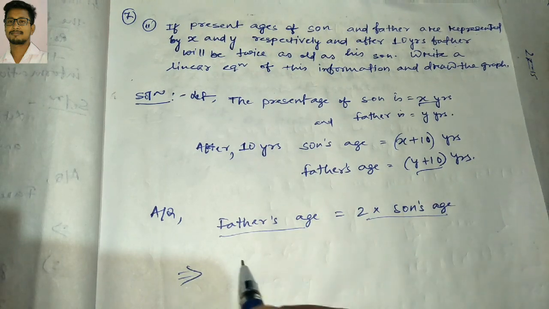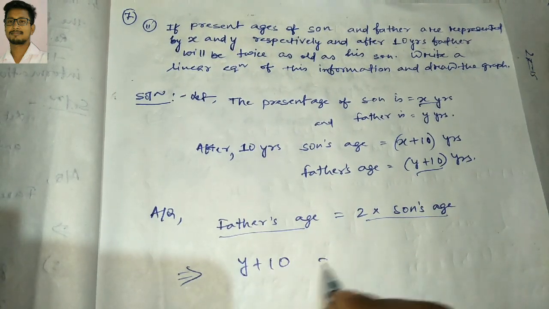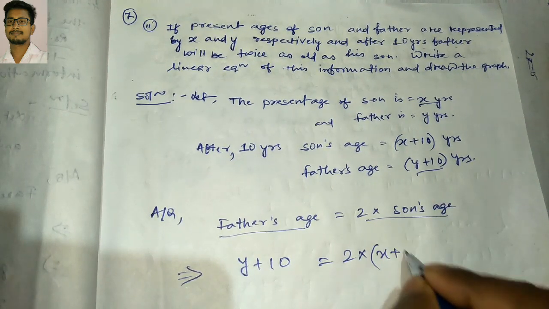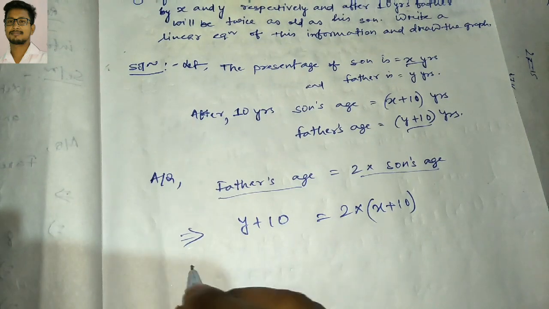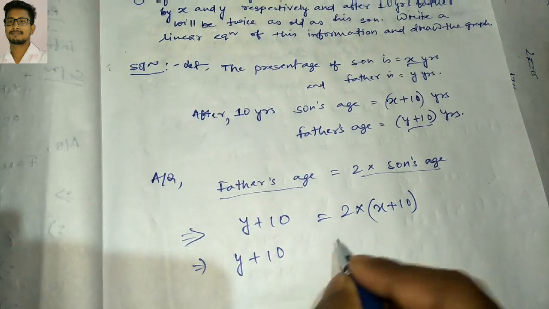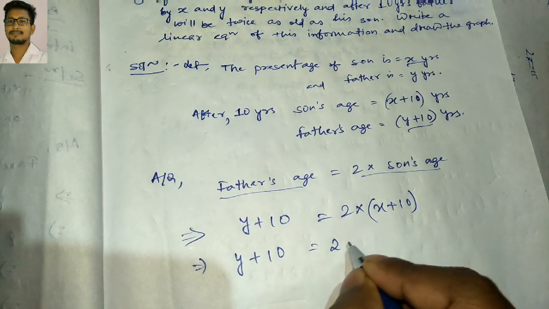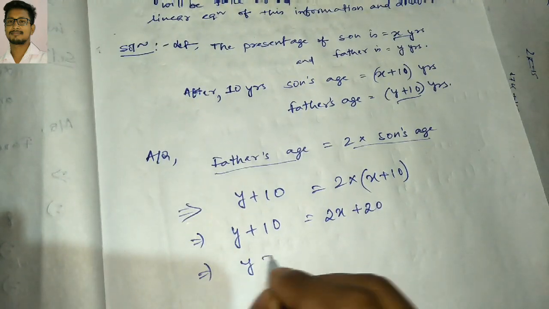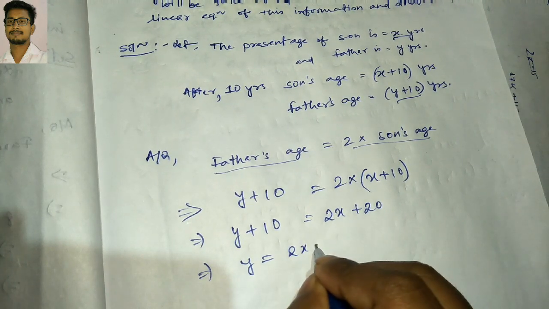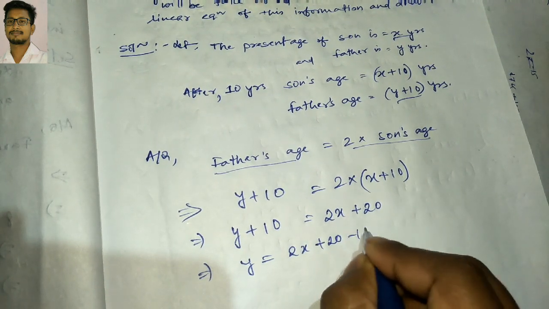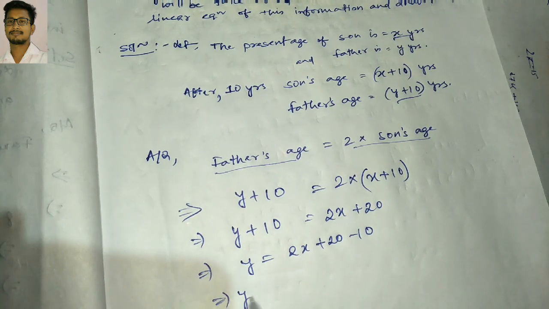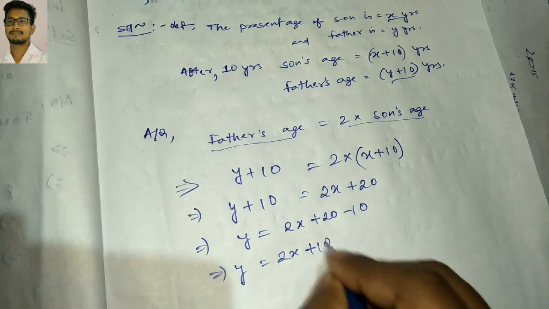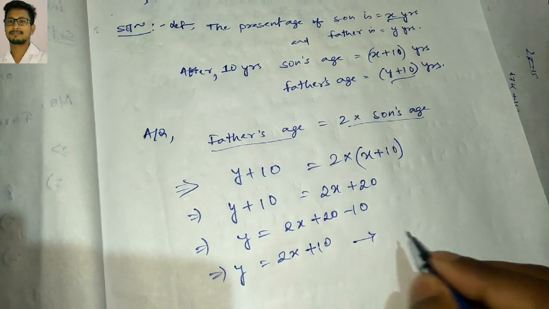After 10 years the father's age is y plus 10, which is 2 into the son's age after 10 years, that is x plus 10. You have to give a bracket. So y plus 10 equals 2x plus 2 tens are 20. So here y equals twice x plus 20 minus 10. I have taken this 10 to that side, so what will we get here? y equals twice x plus 10. Clear? So this is our equation.